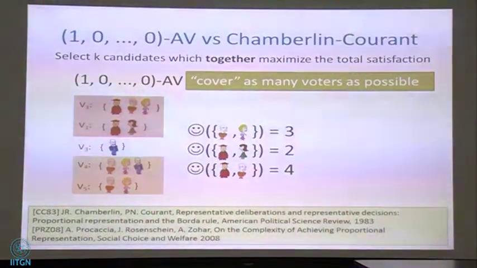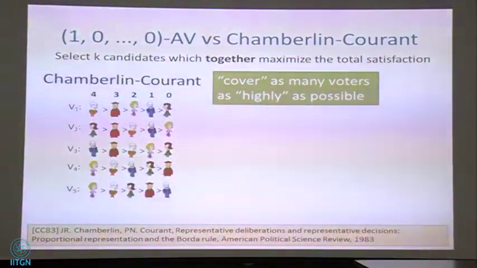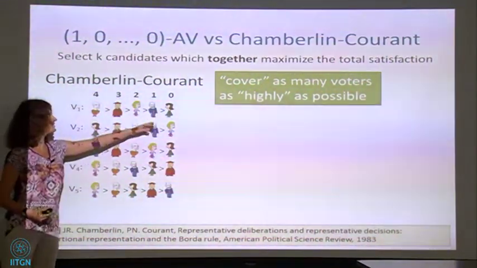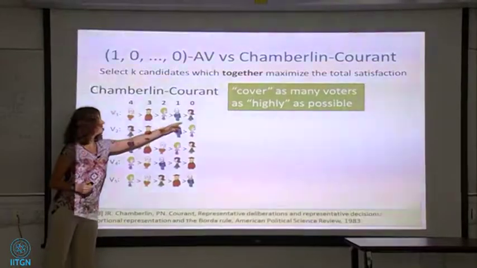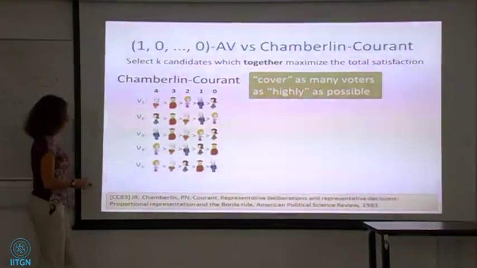What you do with Chamberlin-Courant is in a way very similar. Now we are in the Chamberlin-Courant setting, so instead of approval ballots, voters have proper ranked ballots. We are still trying to cover voters, but covering voters means a different thing when they have ranked ballots. Covering a voter's approval preferences is easy to understand: you want to have one of his approved candidates in the winning set. But what does it mean to cover a voter who has a ranked ballot? It's not binary. We try to cover him as highly as possible, so we want to move as high up as we can in his preference ranking.